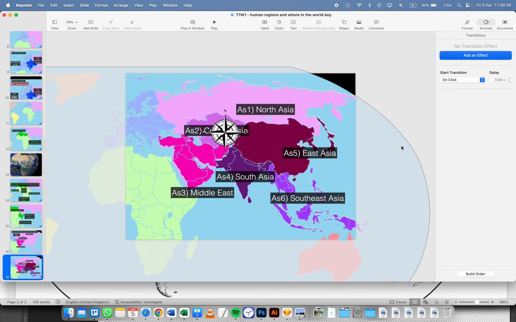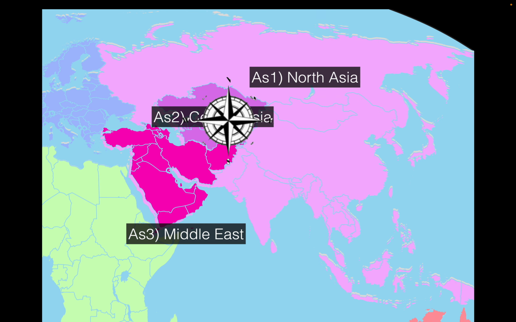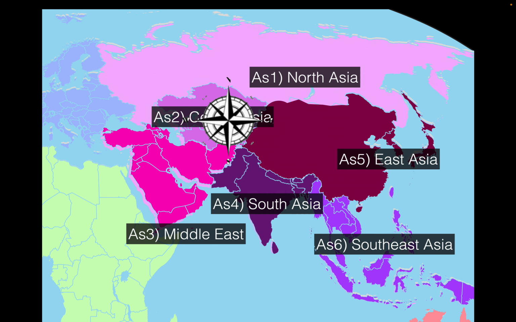So these are the key human regions. Please mark them out, so that you can use this to group your data and also to make sense of it. The usual anomalies to take note of, especially for food, are always China, India, and Southeast Asia.